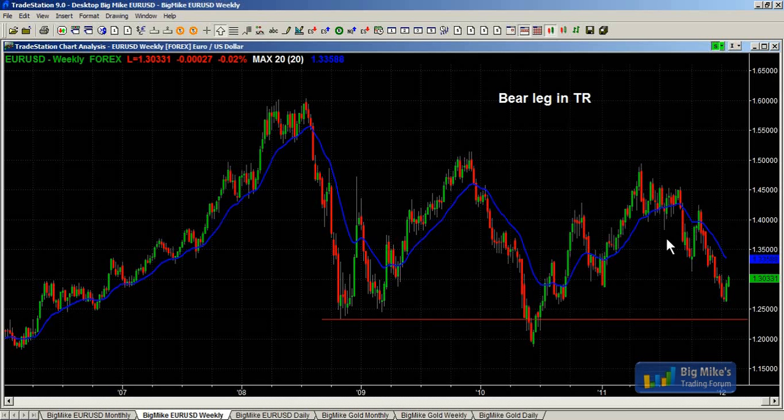This sell-off, Money in Motion, they've been talking about how bearish the euro is. To me, it's bearish, but it's a bear leg within a trading range, which means I think we're going to rally.